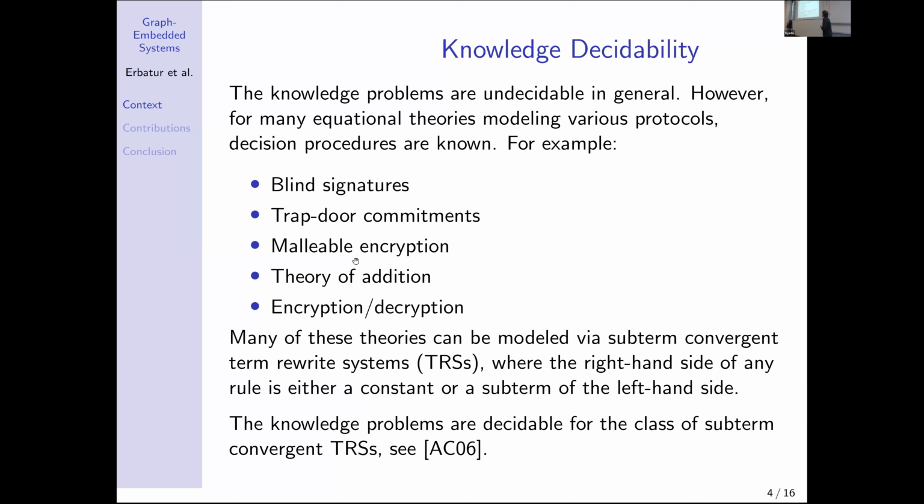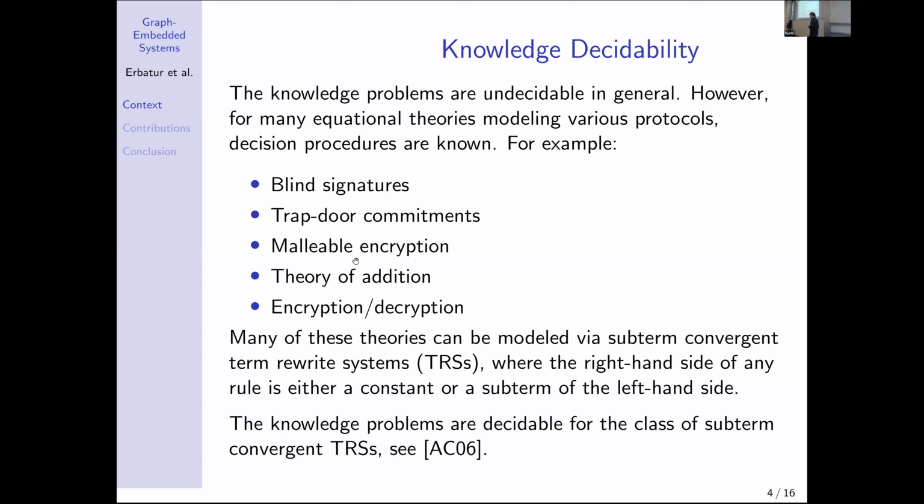So of course, these problems are undecidable in general. And so, of course, in that case, we need specific decision procedures for particular theories, and results are known already for a lot of particular theories, like blind signatures, encryption, decryption, malleable encryption. And many of these theories can be indeed modeled via what we call subterm convergent term rewrite systems.